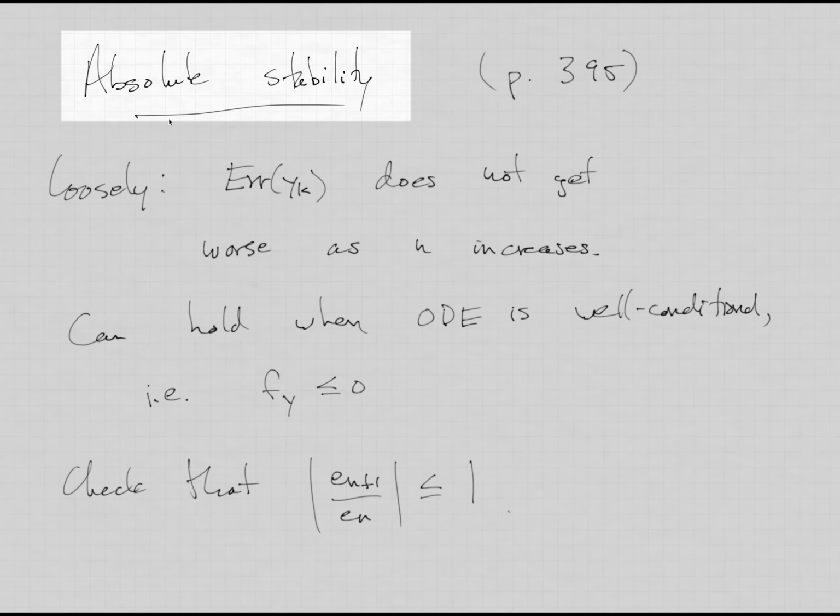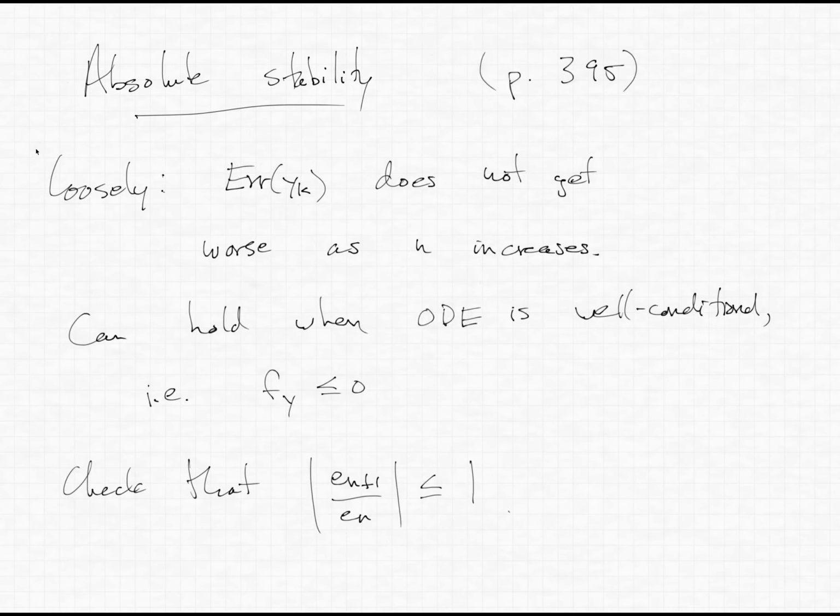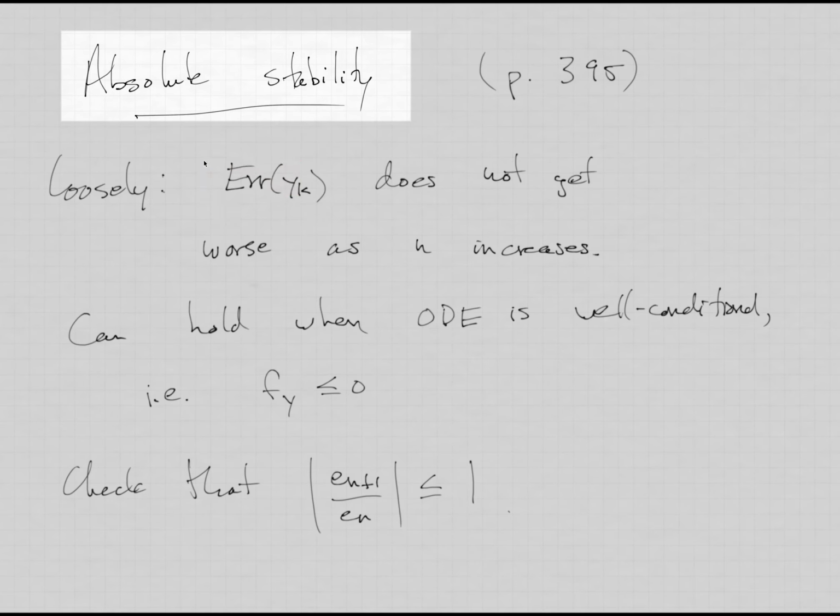It's a very strong condition. I don't want to get into the actual mathematical details of it, but loosely what it says is that the error in y sub n does not get worse as n increases. In other words, as you iterate and go from k to k plus 1 to k plus 2, y sub k plus 1, y sub k plus 2, the error does not get worse over time.